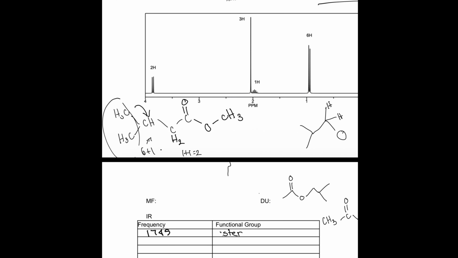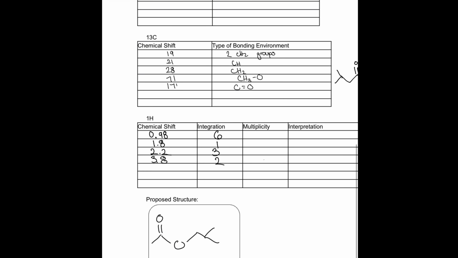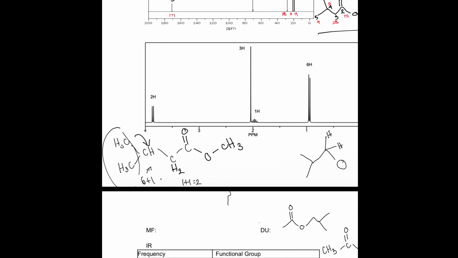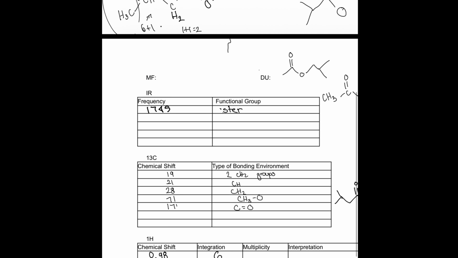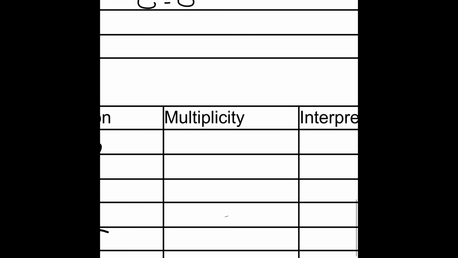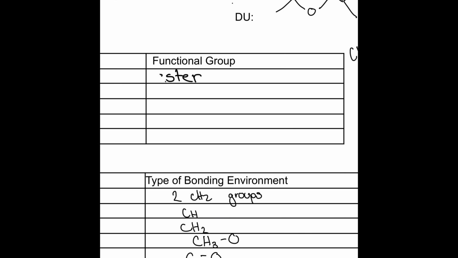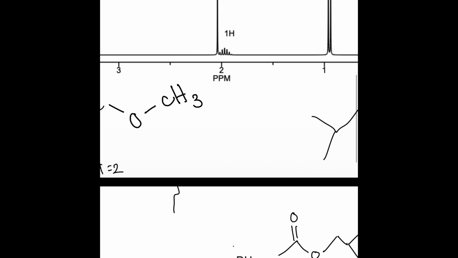Okay, so now we can consider the multiplicity. So when there are 6 hydrogens, there is a doublet, and that is shown again by these 2 peaks right here. And so we can just fill that chart in where it says multiplicity. We can just write in doublet here.